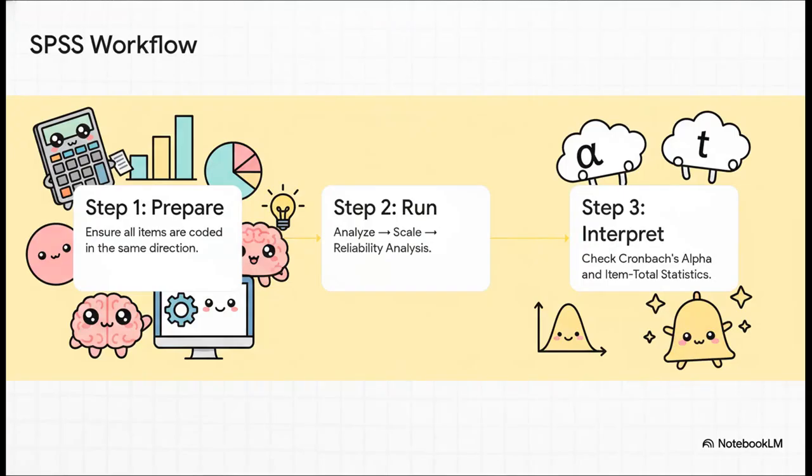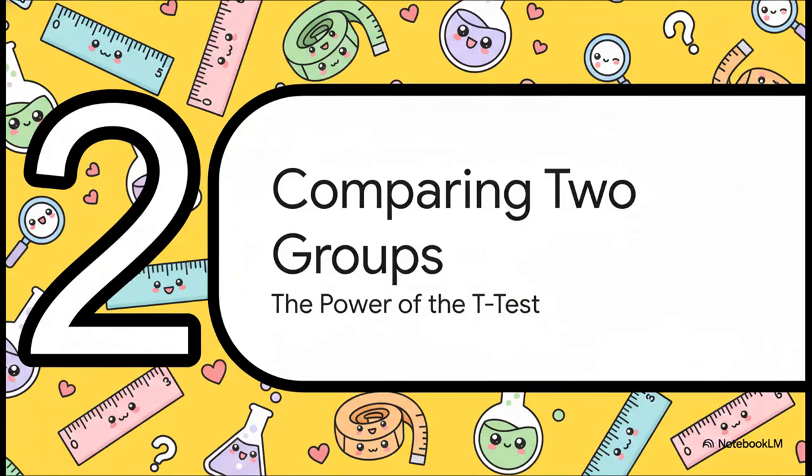And the best part is, actually running this in a program like SPSS is super easy. It's just 3 steps. You prep your data, you click a few buttons to run the analysis, and then you look at those key numbers we just talked about. Simple as that. Okay, so we've confirmed our survey is solid. Now we can actually use it to do something interesting. This is where we start answering our real research questions by comparing different groups.